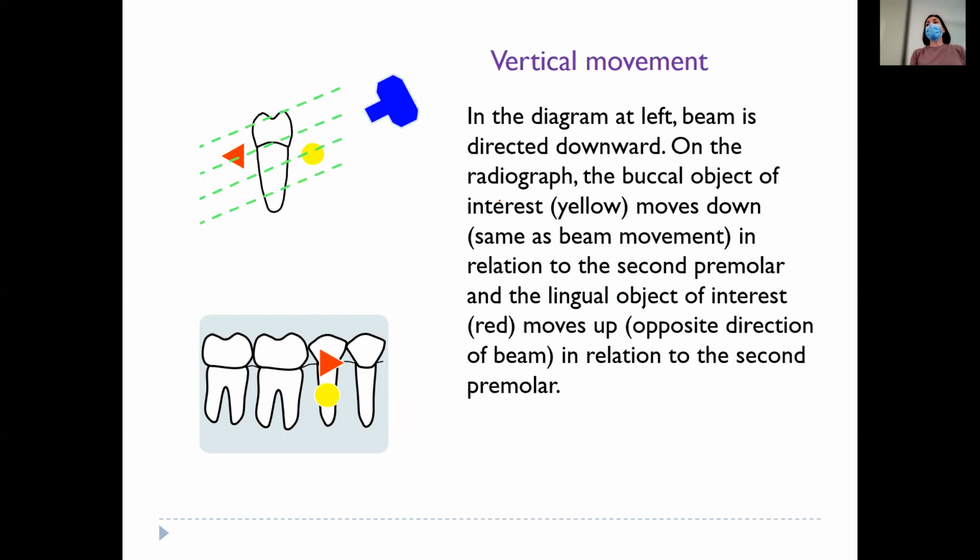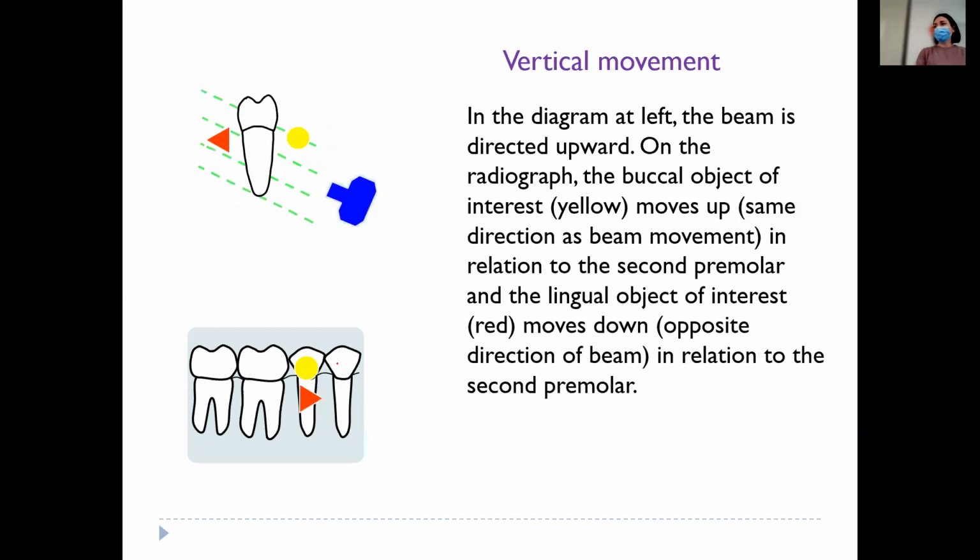So this is the side of the tooth. Sorry, I'm looking for my mouse. So let's say we're looking at the distal side of this premolar. This is buccal and this is lingual. If your vertical angulation is pointed more down, then the buccal object is going to be lower and the lingual object is going to be higher. So it's going to move in the direction of the beam, up and down. This just shows the opposite.